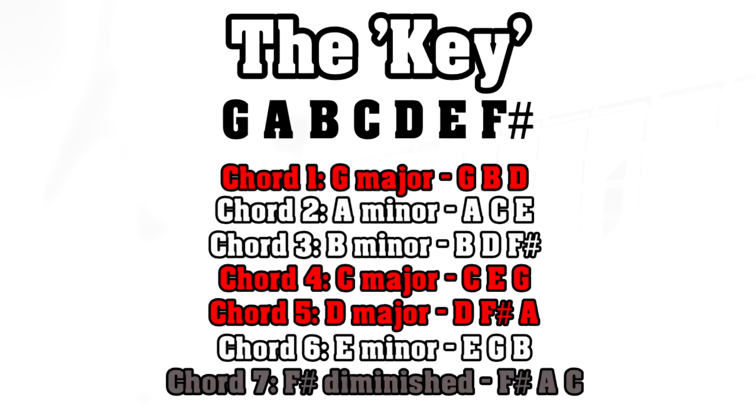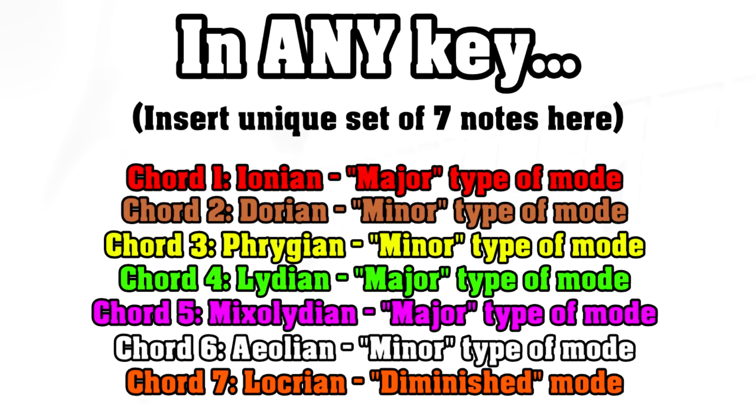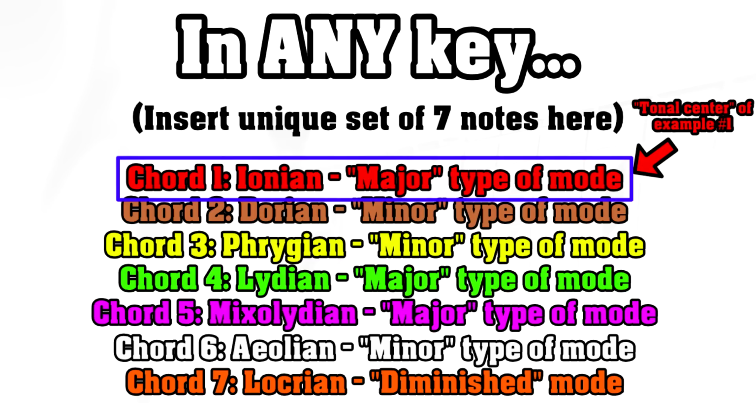So each of these 7 chords is a potential tonal center of the key. In any of the 12 keys, chord number 1 always equates to Ionian, chord 2 Dorian, chord 3 Phrygian, Lydian, Mixolydian, Aeolian, Locrian. Therefore, example number 1 could have been labeled as an Ionian chord progression because its tonal center was the first chord within the key.